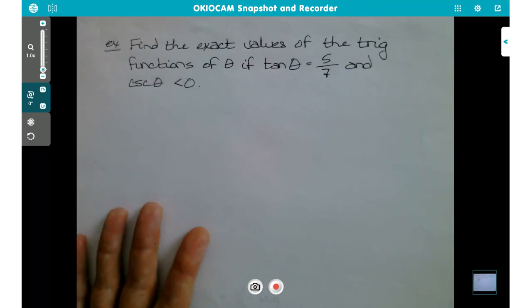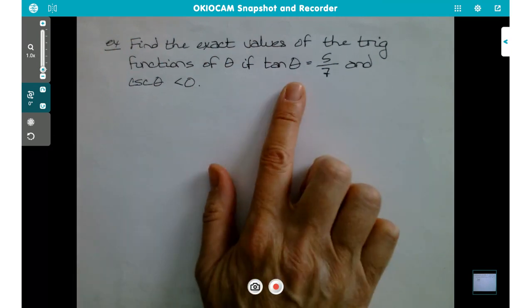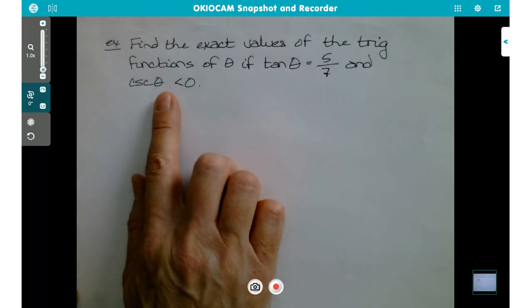Here's the problem I'd like to solve. I'd like to find the exact values. So that means not rounded off calculator values, exact values of the 6 trig functions of theta. Given that the tangent of theta is 5/7, and the value of the cosecant is negative.